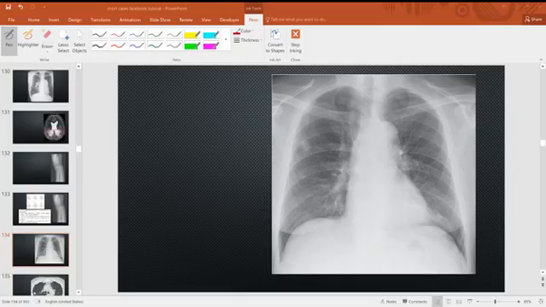Right upper lobe nodule. Any description of that nodule? Is it lobulated, is it irregular or not irregular, or what is the next step we need for this patient?